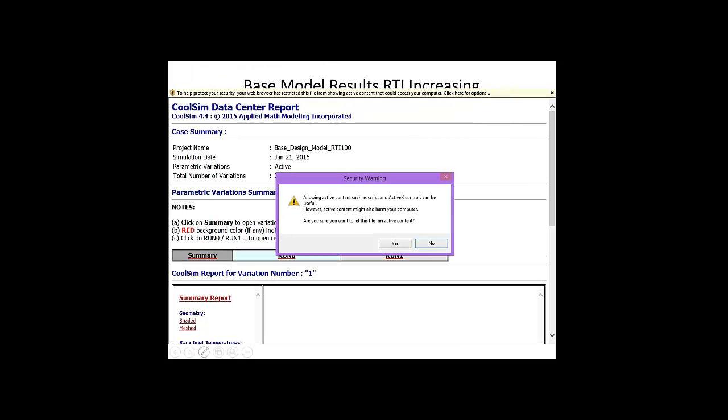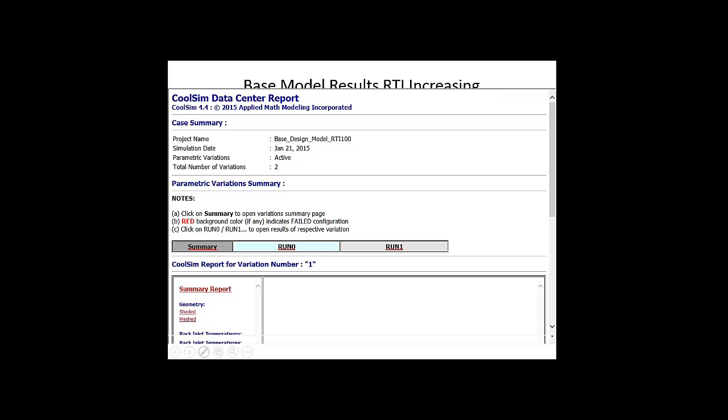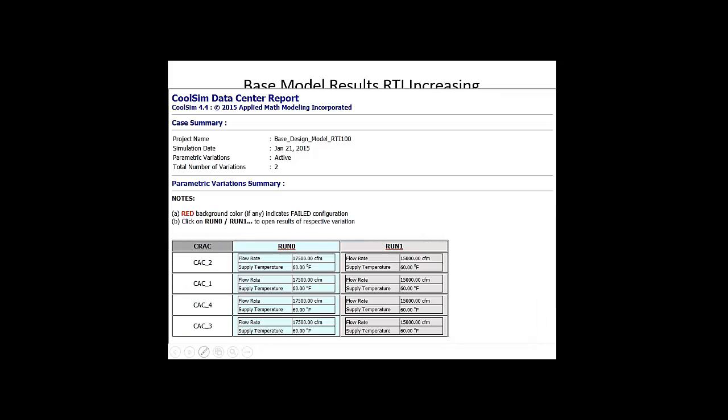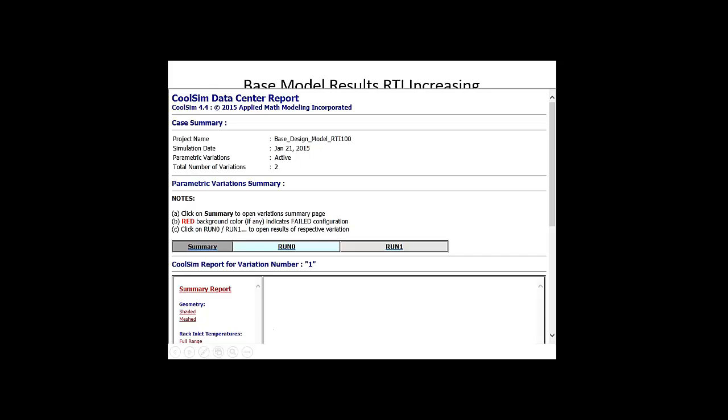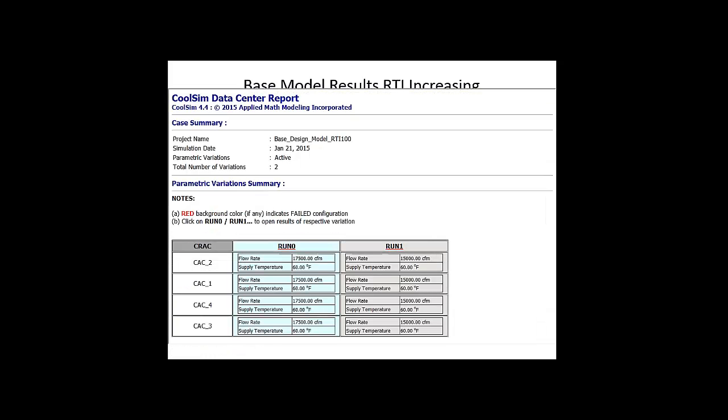So let's take a look at this one. We've got here, let's look at our summary. So I did 2 runs this time. The first run, I ran it at 175 CFM for all of the cracks. I brought them down just a little bit. Remember, they were at 20. So I brought them down.